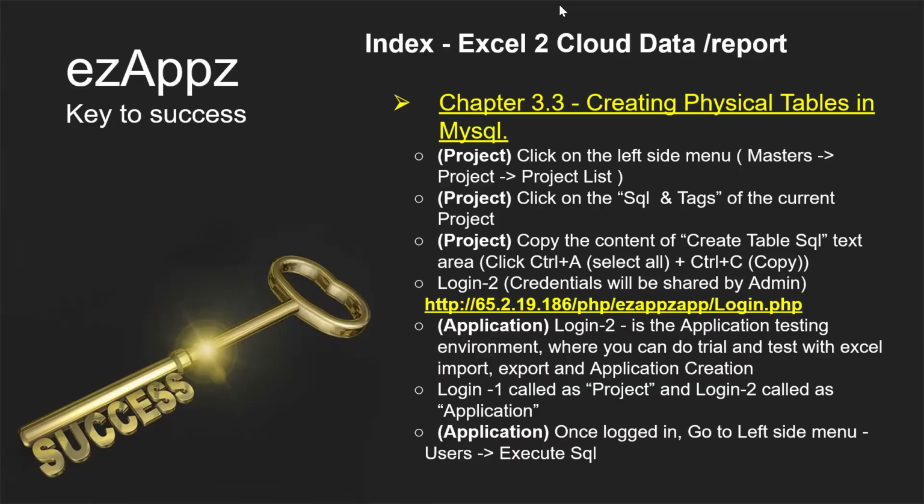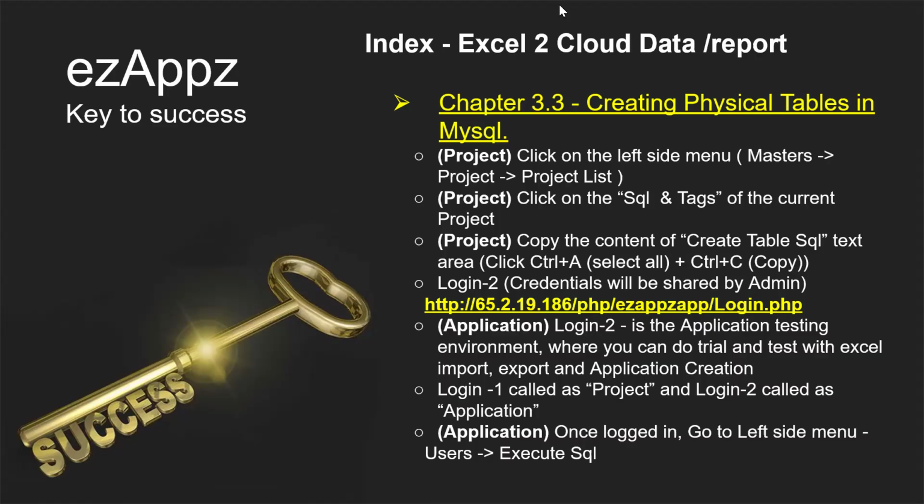Hi friends, in this video, we are going to see how to create the MySQL table. Up to the last video, chapter 3.2, we were able to create the table in the project tab. Now in this video, we are going to see how to create the MySQL table directly. I mean, we should create the physical table in the MySQL. So far, whatever we did is the API part, that's the logical part of the table. Now we need to create the physical part of the table. That's what we are going to do now in this video.